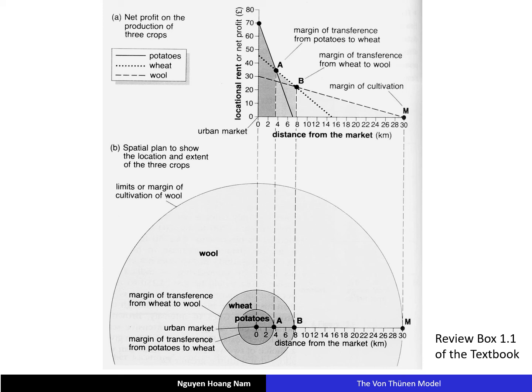You may want to take a little bit of time to rethink about the von Thunen model and to understand. In this case, we just have 3 crops. We may have more crops when we do more complex exercises. And this is one of the easiest cases that can happen with the von Thunen model.